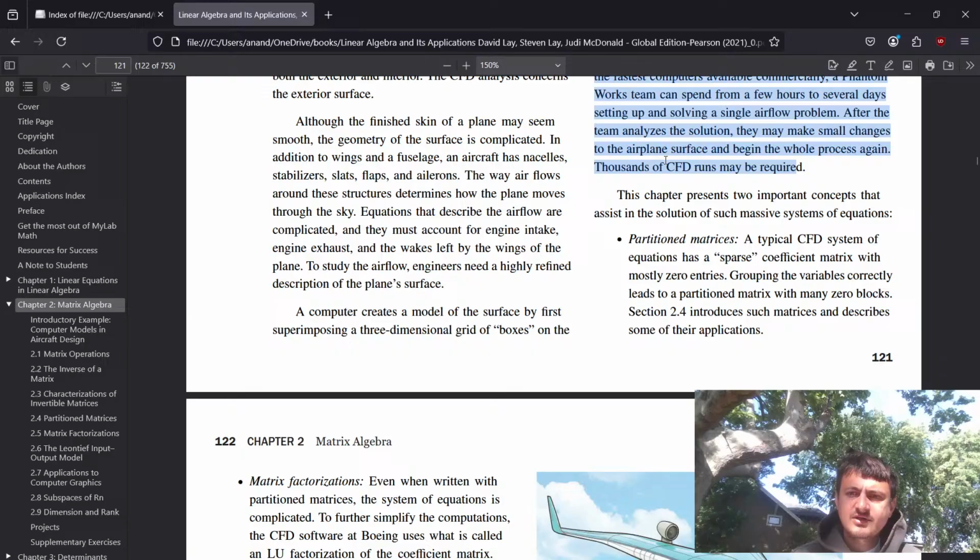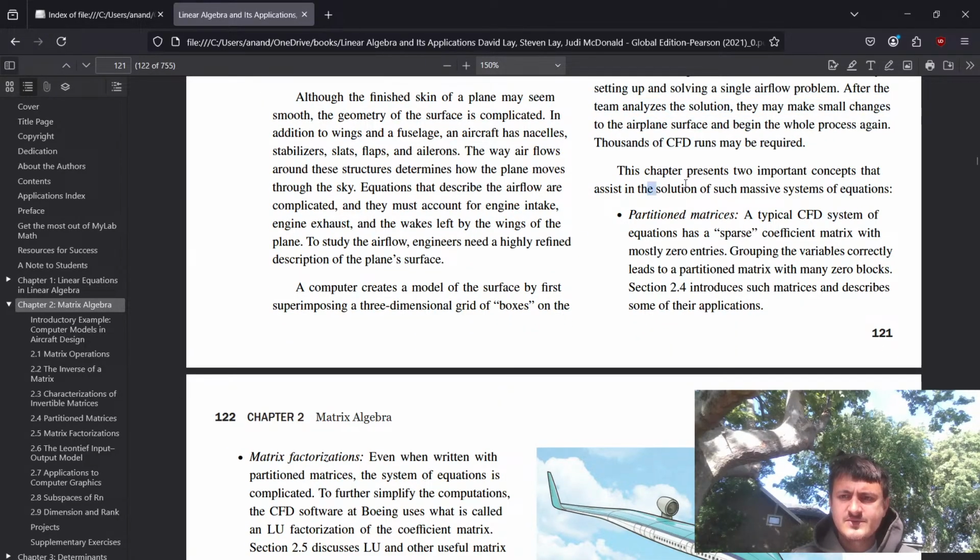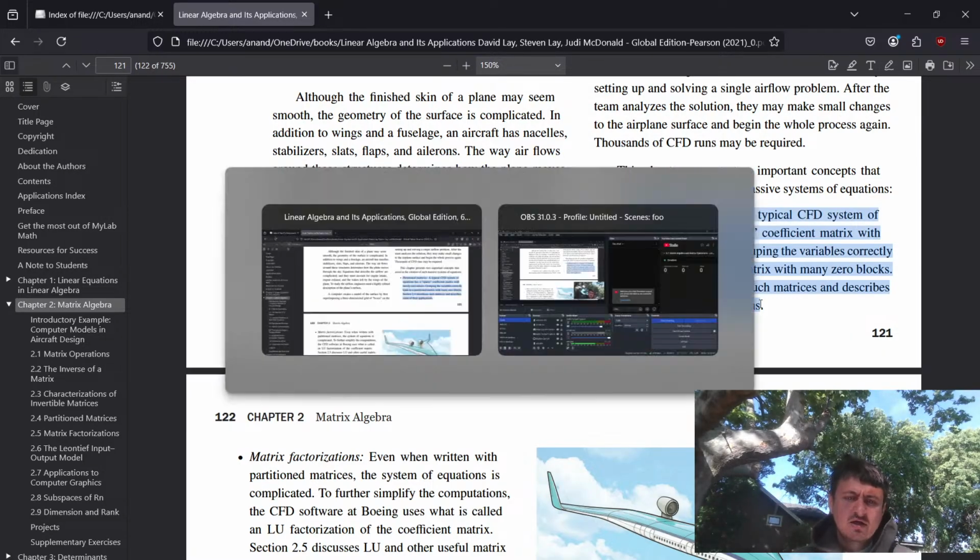Okay, so this chapter presents two important concepts that assist in the solution of such massive systems of equations. Partitioned matrices. A typical CFD system of equations has a sparse coefficient matrix with mostly zero entries.